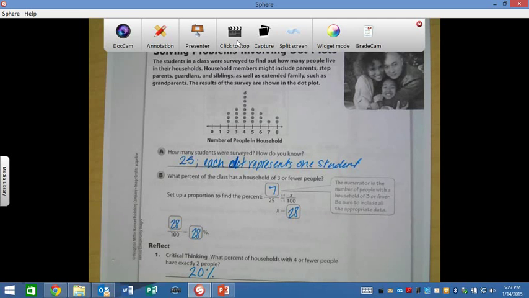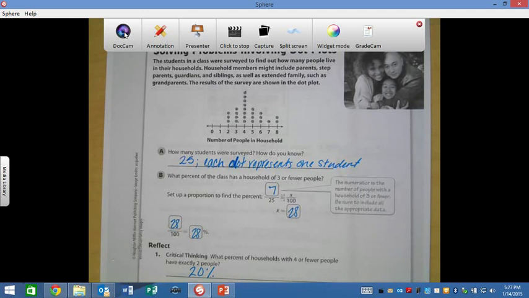Hi and welcome back. We are going to pick up where we left off after the vocabulary lesson with lesson 11.1 on analyzing categorical data. First things first, we need to go over what is a dot plot and how do we read one.